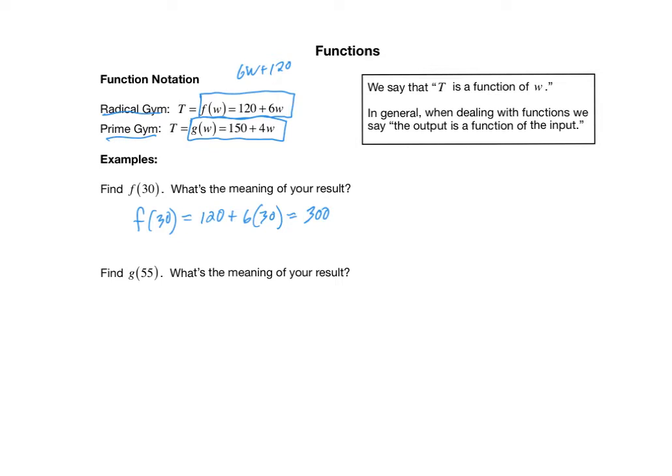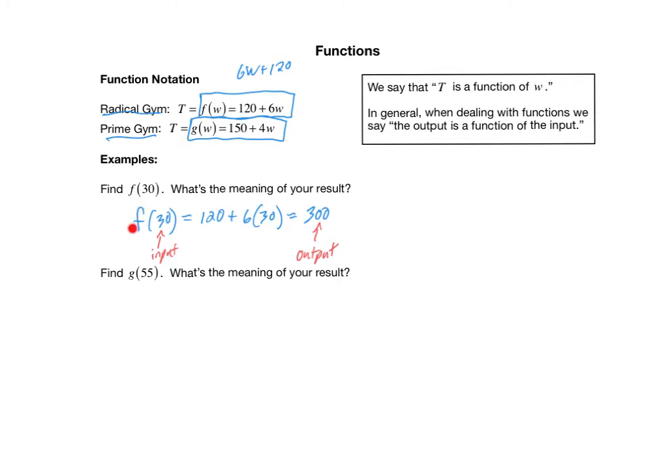Now the question is, what does this mean? We don't want to do mathematical computations and have no idea what this is telling us. This is telling us that, again, remember, the 30 here is an input, and we just found the corresponding output. And the inputs were the number of workouts, and the outputs were how much money spent in total.